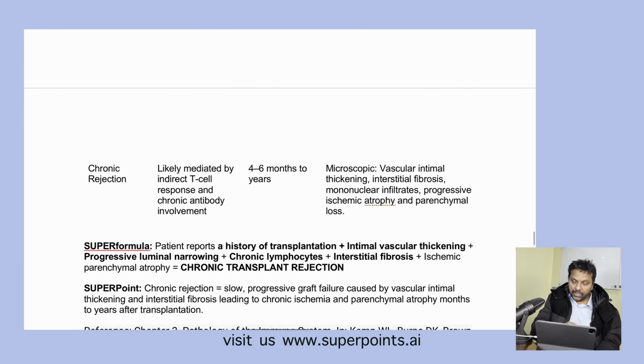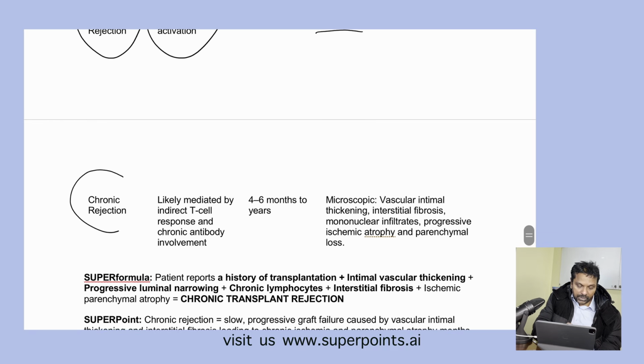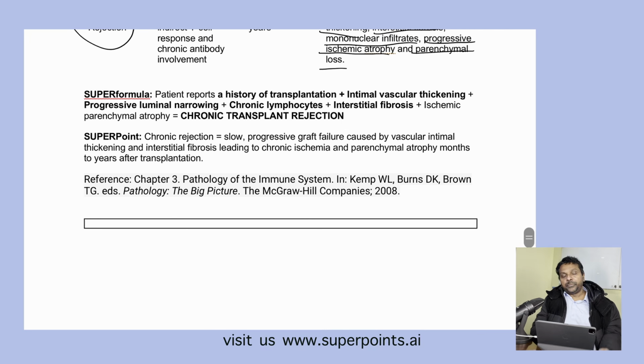All right. And in chronic rejection, which we have seen today, you see these words like vascular, intimal, thickening, interstitial fibrosis, mononuclear infiltrates, progressive ischemic atrophy, parenchymal loss. So, how to identify it is chronic transplant rejection when you get a question? That's where super formula helps you.